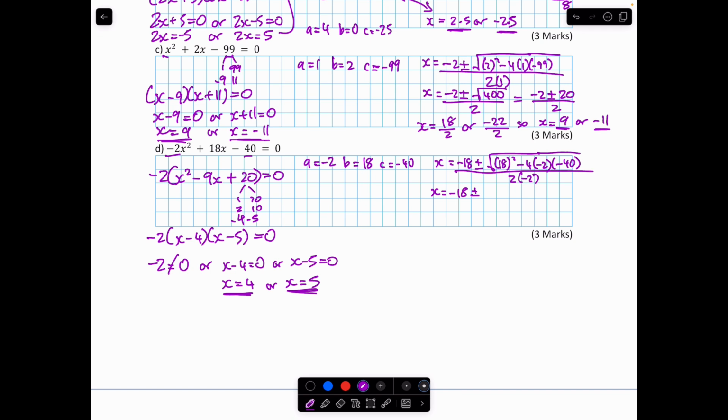18 squared is 324. I'm going to do the working out up here. 8 times negative 40 is negative 320. So in the square root, you're going to have 324 take 320, square root of 4 over 2 times negative 2, not negative 2, negative 4. Square root of 4 is a nice number. It's 2.